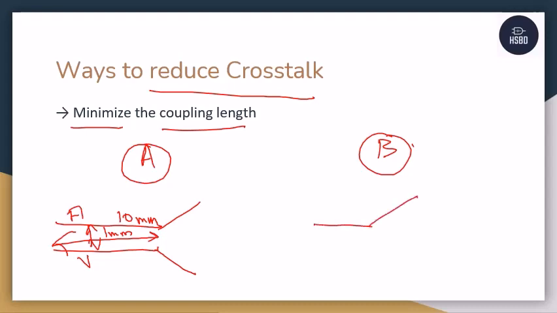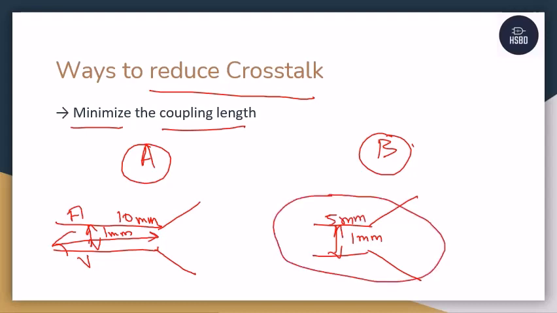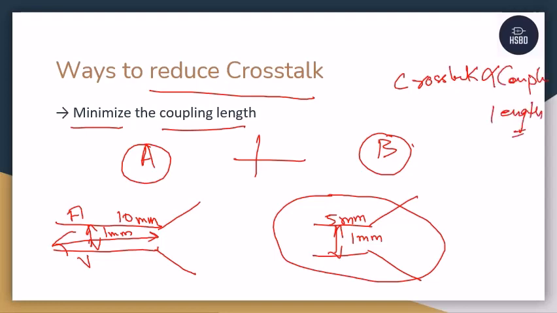In case B, the trace spacing is 1 mm, which is similar in both cases. But if we talk about the coupling length, it is just 5 mm. In that case, once the coupling length reduces, the crosstalk will also reduce. So crosstalk is directly proportional to coupling length. If the coupling length is high, the crosstalk will always be high. And if you want to reduce the crosstalk in your design, all you need to do is reduce the coupling length.